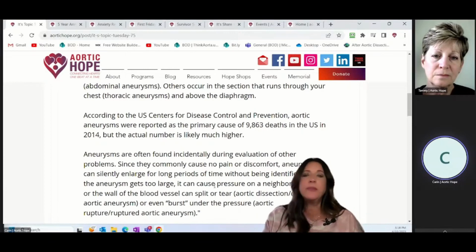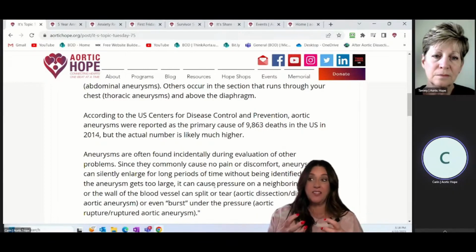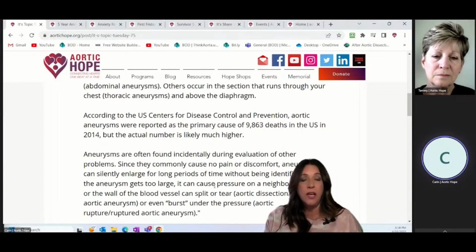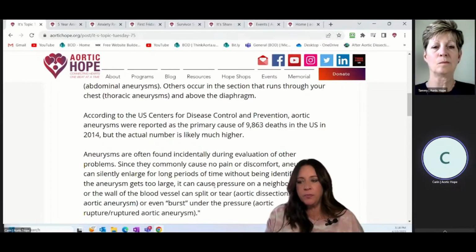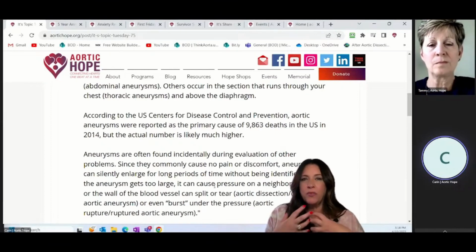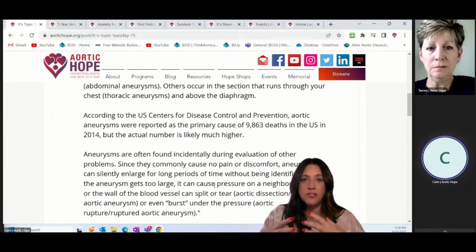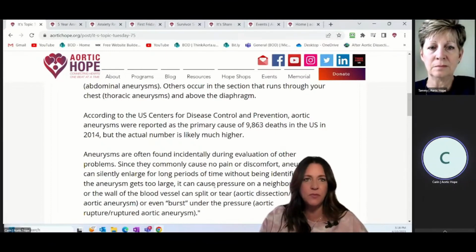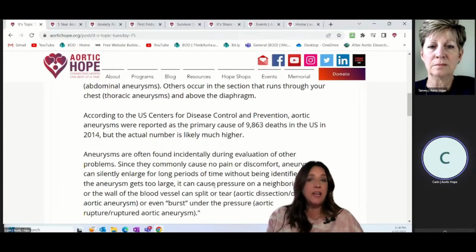Since they commonly cause no pain or discomfort unless they're unusually large, it has been reported that people can feel pulsing in their stomach, or with really large aneurysms in the chest, they may have problems breathing, or they cough. But typically it is asymptomatic. They can remain silent, and they can just keep growing for long periods of time before they're ever even identified.